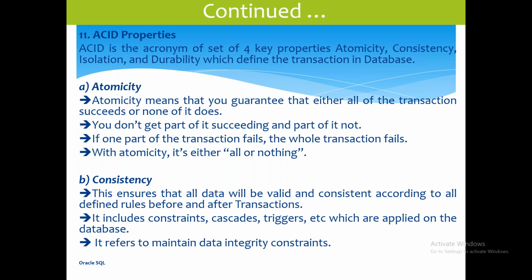So what is this atomicity then? ACID is the acronym of a set of 4 key properties, which are atomicity, consistency, isolation and durability, which define the transaction in a database. Any transaction we are doing in the database has these 4 properties available. Already it is defined so that it is maintained in a very good way from the start till date. So these are the 4 properties or characteristics already designed at the database level.